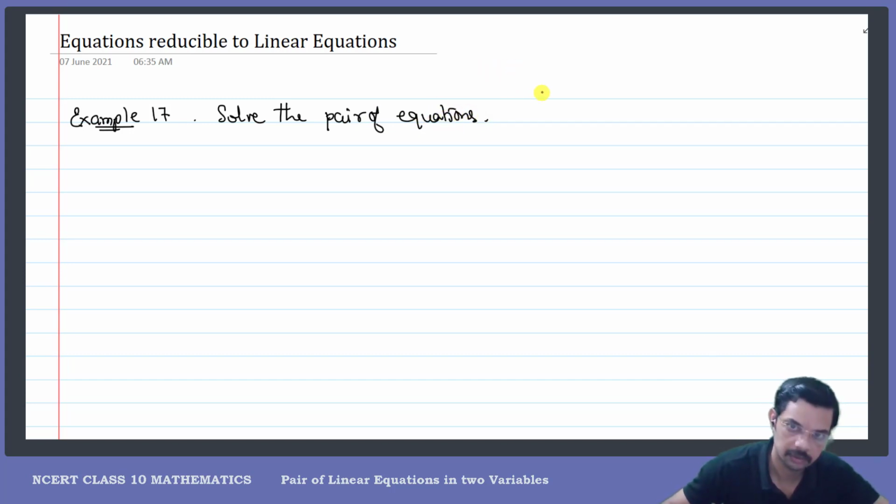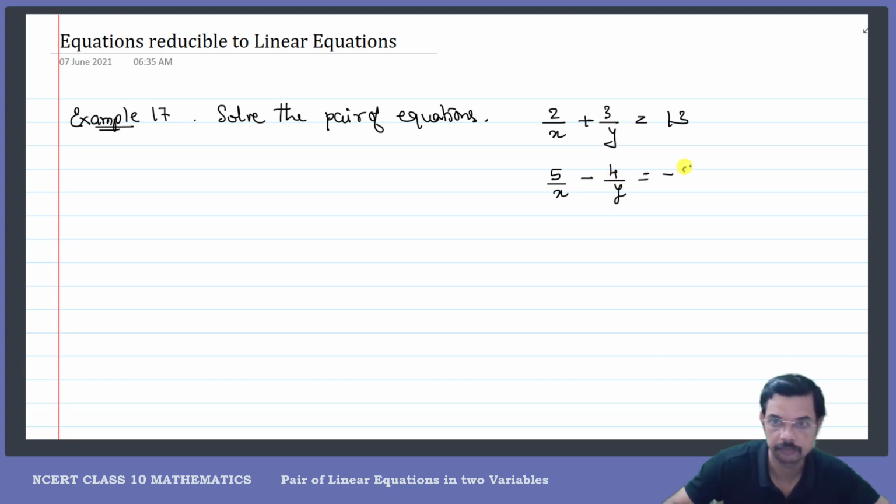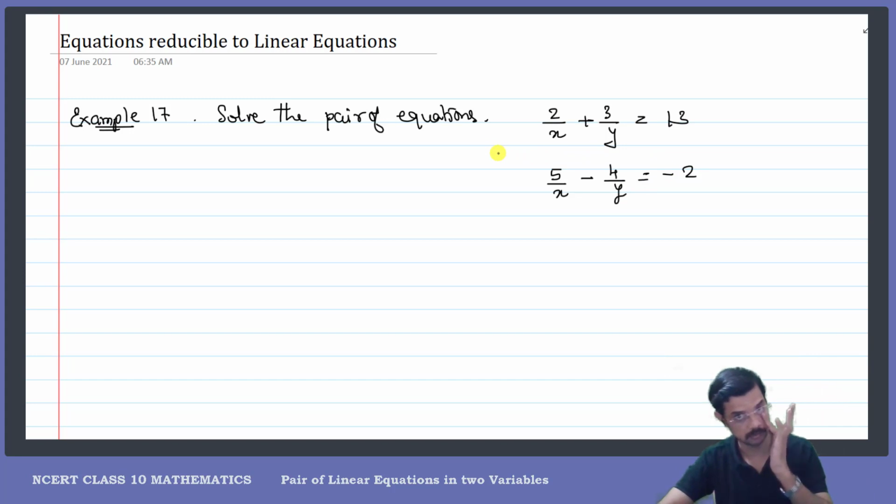So there are two equations given in it. The first equation is 2/x plus 3/y equal to 13. Okay, and 5/x minus 4/y equal to minus 2. This is given to you.